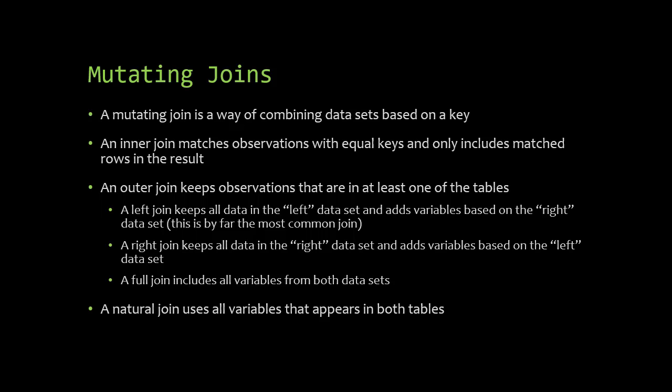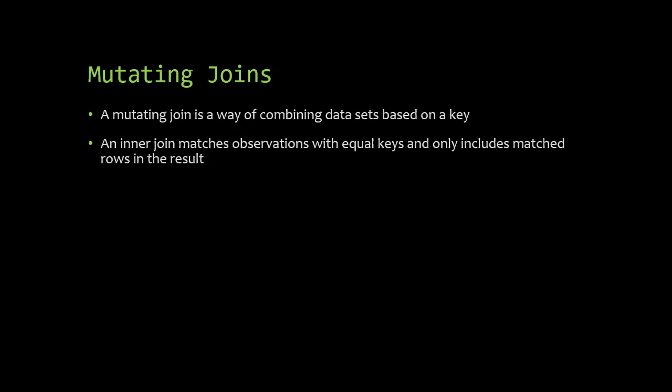Okay, at this point, you're totally confused. So what we need to do is take this one at a time and give you an illustration. So let's start back here with an inner join. That matches observations with equal keys. Remember, we were talking about primary keys and foreign keys, and only includes matched rows in the result.